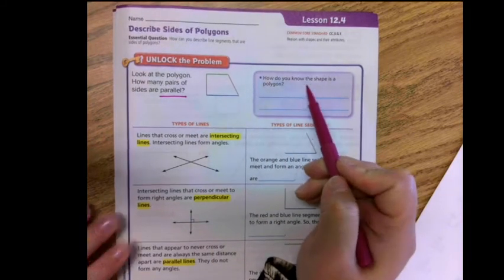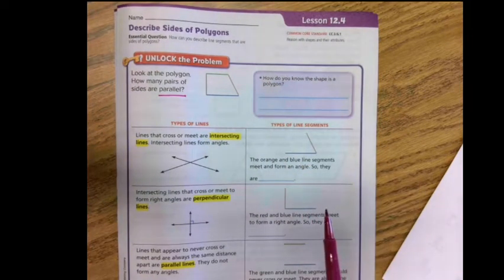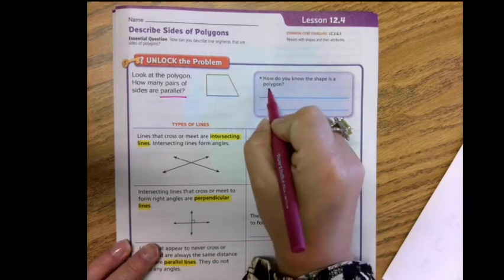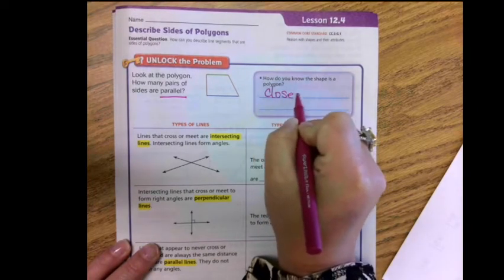But look right here. It says, how do you know the shape is a polygon? Does anybody remember what we talked about a polygon has to do to be considered a polygon? Anybody remember what that was? I know one of the definitions includes that it has to be a certain type of shape. It either has to be open or it has to be closed. Okay? Now, to be a polygon, it must be a closed shape.